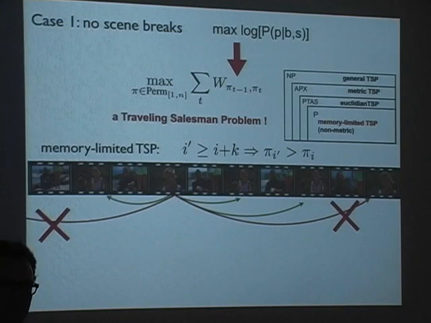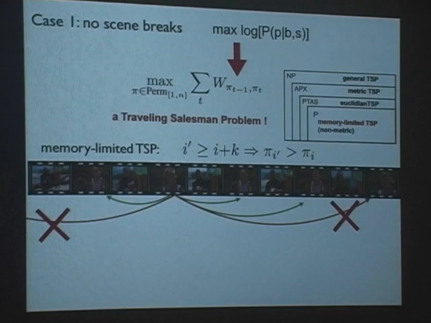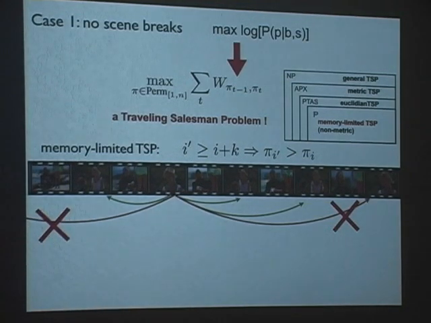So let's look at the first simple case where there's no scene breaks. And if you do inference in the model, you want to find the maximum likelihood probability of parent shots. This amounts to a traveling salesman problem in the sequence of shots. And of course, this is a very hard problem. And so we haven't solved it yet. But we're going to use a simplified model where you'd use memory-limited TSP, which is you're only allowed to jump back and forth from a limited amount of shots.